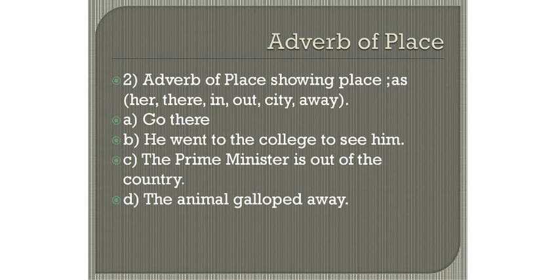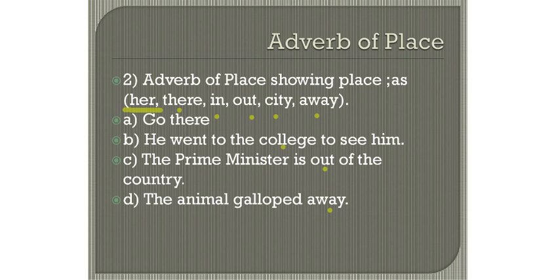Adverb of place shows place, and place it is not her but it is here. It is the adverb of place. Then there, in, out, city, and away are some of the examples of adverb of place. For example, I say go there or come here, or he went to the college to see him, or he went to the airport to see his friend off. The Prime Minister is out of the country. The animal galloped away. Now the away and out and city in etc. are some of the examples of adverb of place.